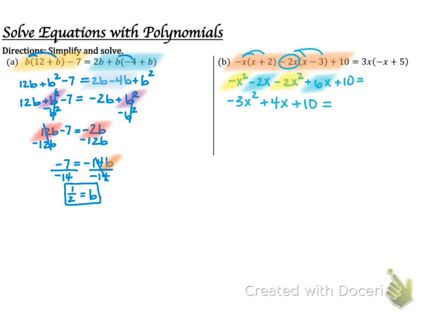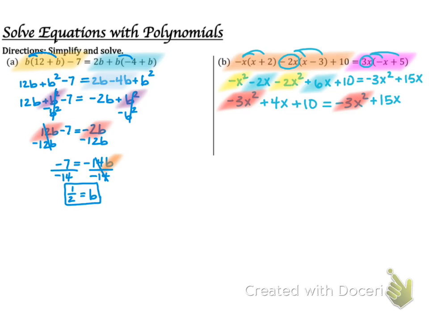Now that all my like terms are combined, I can look at the right-hand side. I need to distribute my 3x, so 3x times negative x is negative 3x squared. 3x times 5 is a positive 15x. Double checking for any like terms, I do not have any on the right-hand side, so I can just go ahead and copy that down. Now that each side is simplified, I can go ahead and move terms to start solving for my variable, which is x in this problem.